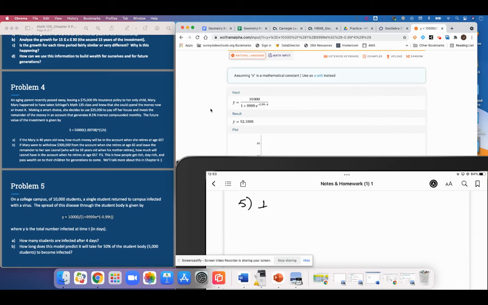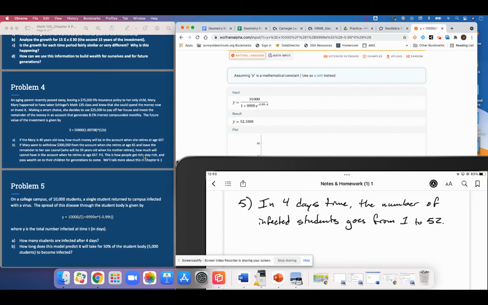So in 4 days, time, the number of infected students goes from 1 to 52.